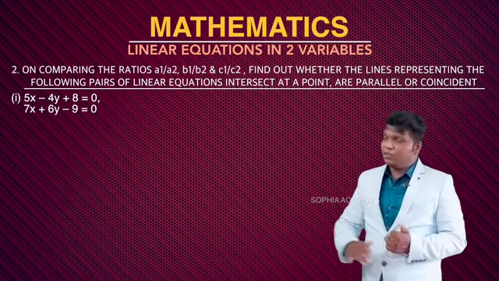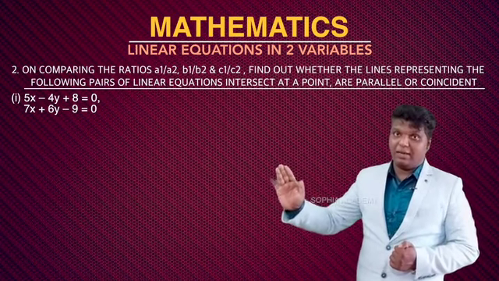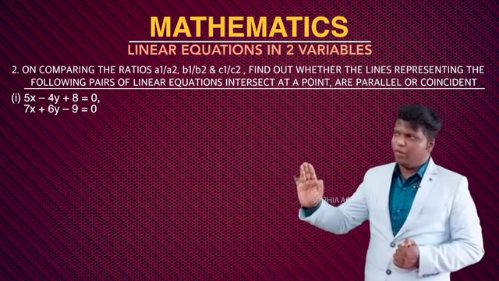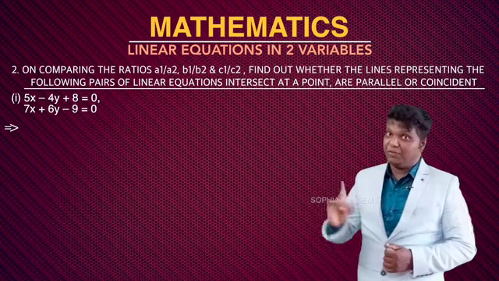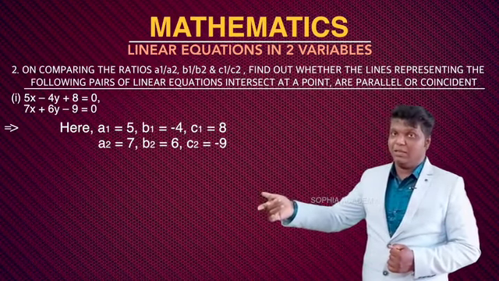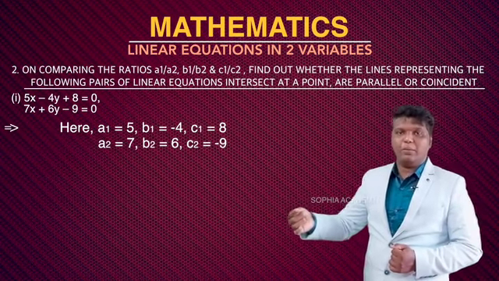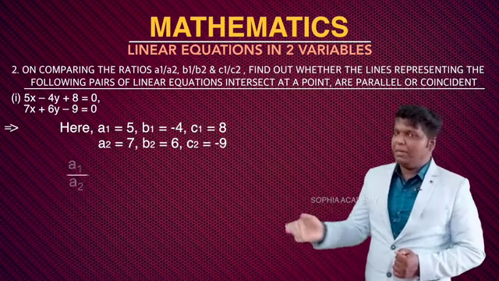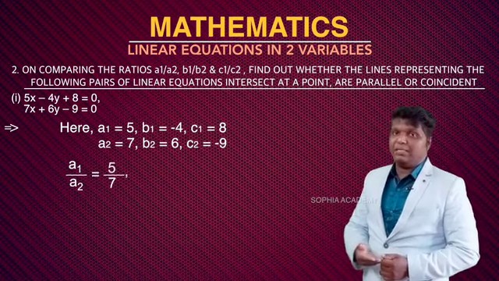Let us take a1 by a2. a1 means the coefficient of x, right? The coefficient of x is called a1. A coefficient means the number which lies in front of x in the first equation is a1. The number which lies in front of x in the second equation, that means the coefficient of x, is what we called a2. So a1 by a2, you will get it as 5 by 7.